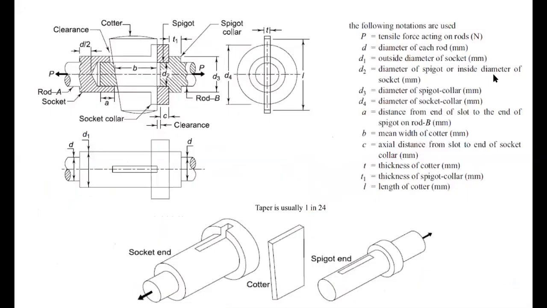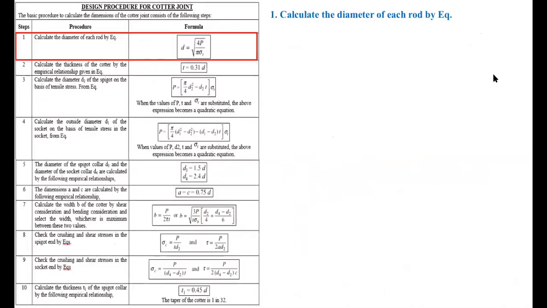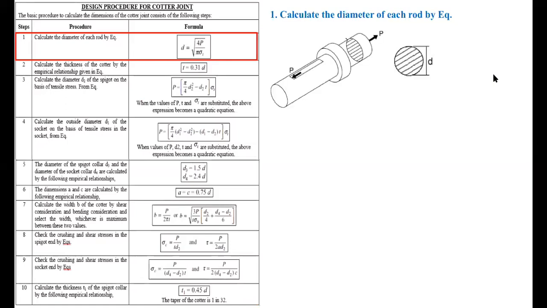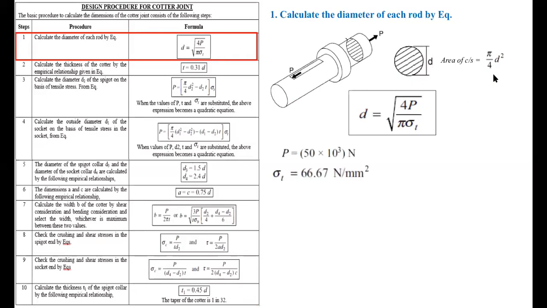Step by step, we will be solving this, so you have to just go through this procedure. First, calculate the diameter of each rod. The formula is D equals under root of 4P divided by pi sigma T. So you can calculate this.